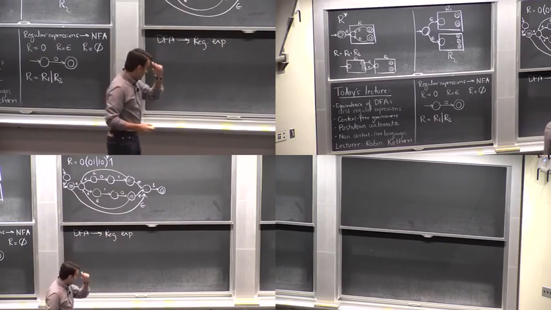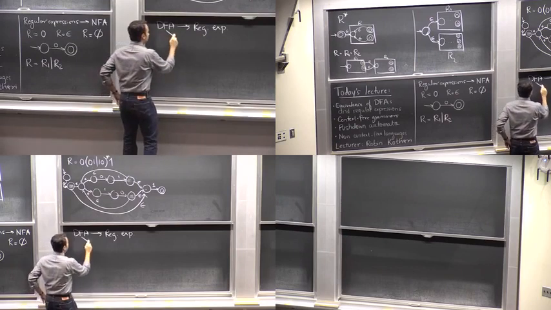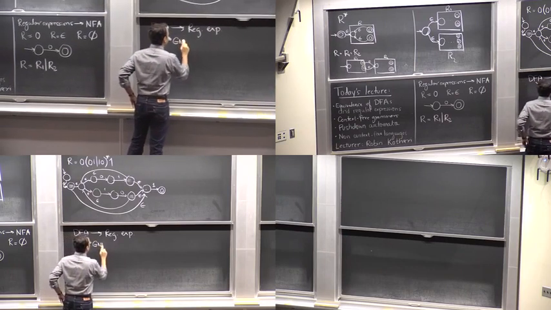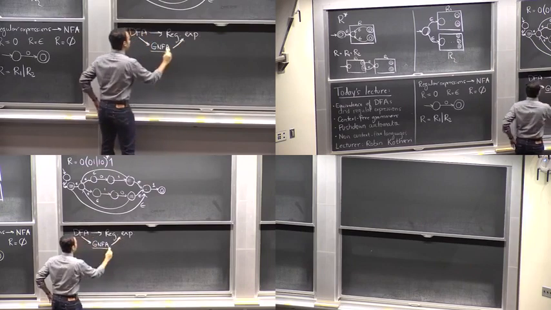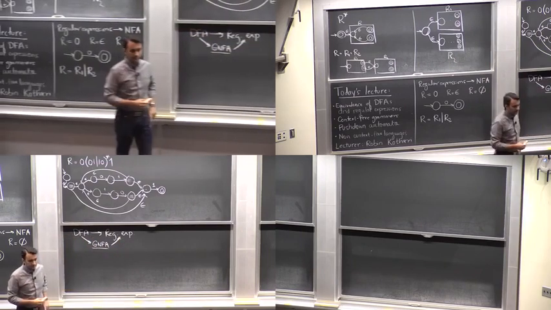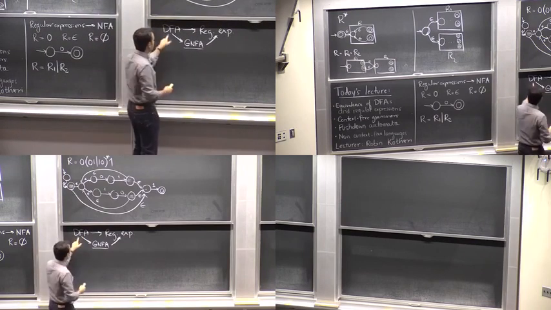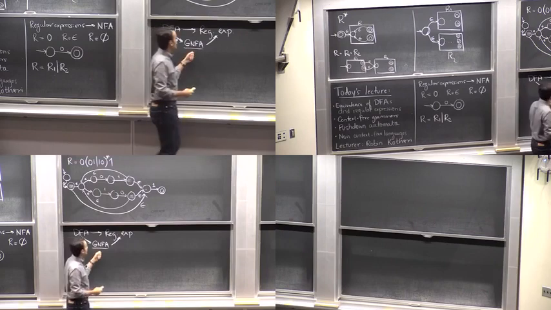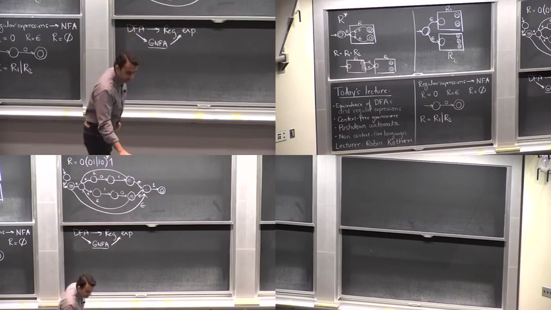OK, so how do we do this? The way we're going to do this is we're going to introduce an intermediate machine model, which I'm going to call a generalized non-deterministic finite state automaton. And we're going to convert a DFA to this more general object and this general object back to a regular expression. And this is going to complete this part of the proof.